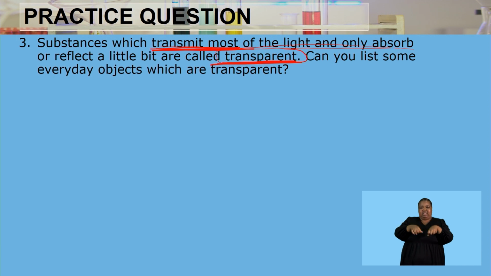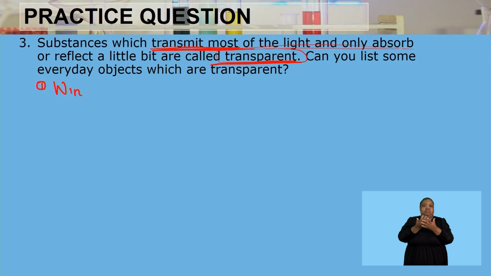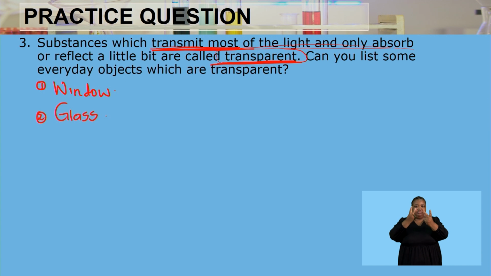Now, we are asked whether we can list some everyday objects which are transparent. For instance, things that you are able to see through. We can see through a window, so a window is a transparent object. We can also see through a glass, so a glass is also transparent. And we can talk about a clear plastic, not a shopping bag, just a clear plastic.